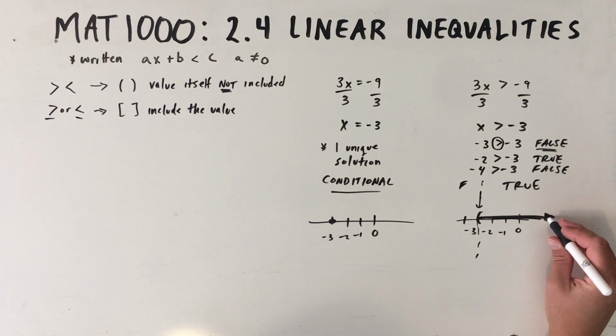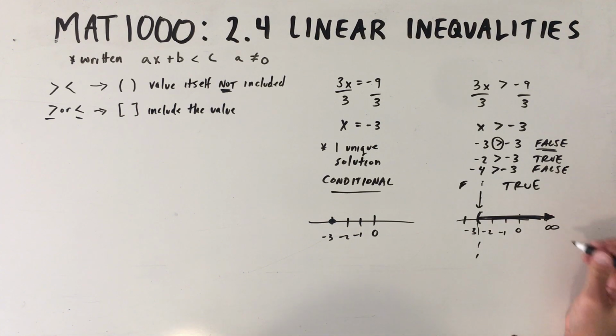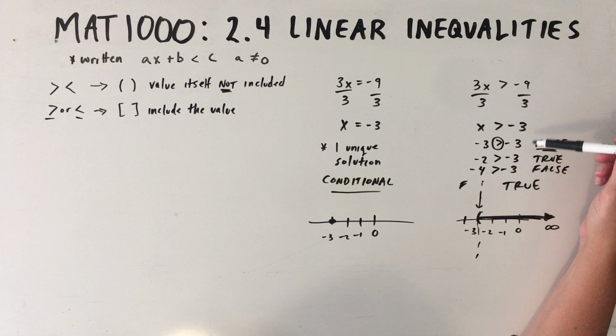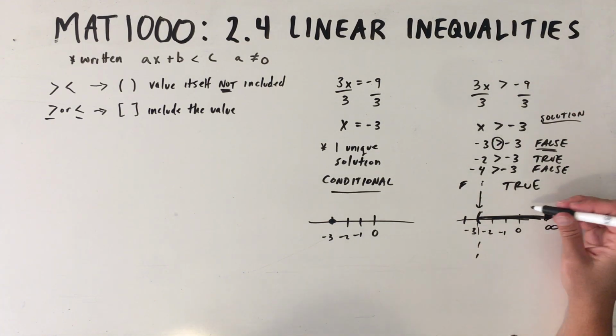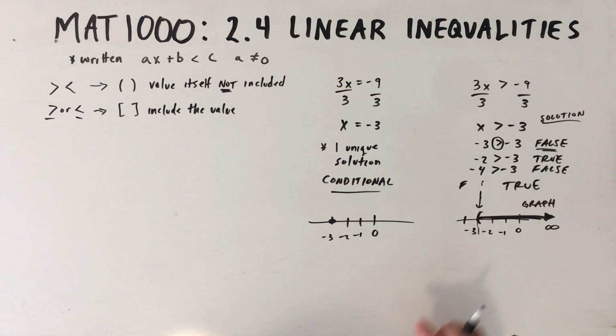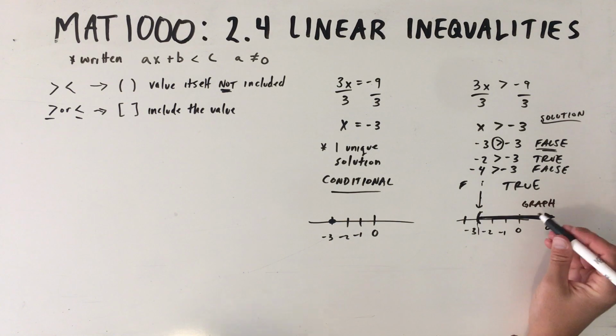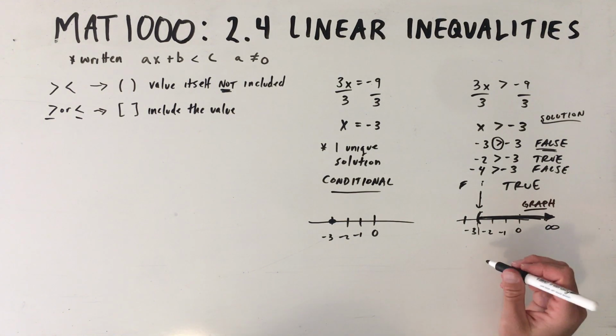As we continue to go on forever in this direction, we're approaching positive infinity. Okay, so this is the solution right here, the way this is written for the inequality. Okay, this is the graph. And if I wanted to write this solution in interval notation, it looks like this.